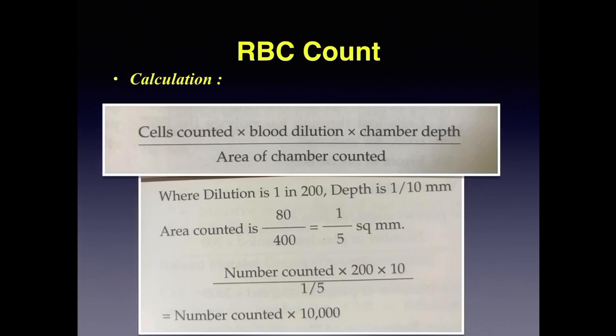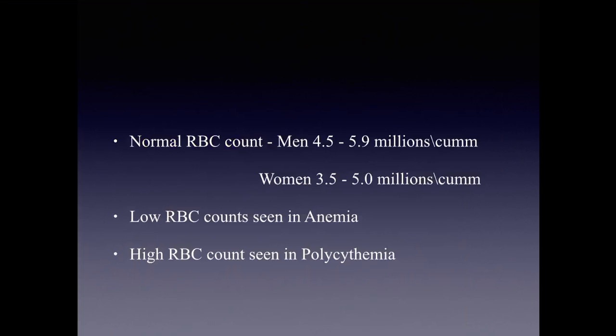Once the counting is done, next we proceed with the calculation for RBC count. Here again it is going to be the number of cells counted multiplied by the dilution factor and the chamber depth, divided by the area of chamber counted. Here the dilution is 1 in 200 and the area counted will be 1/5 square millimeter. So finally the equation is the number of cells counted multiplied by 10,000. This gives the total RBC count.